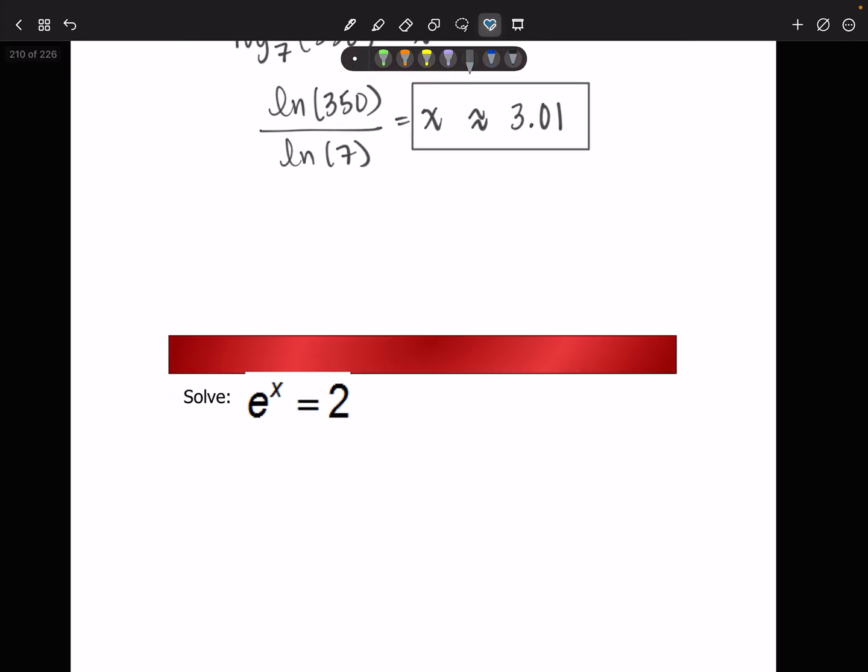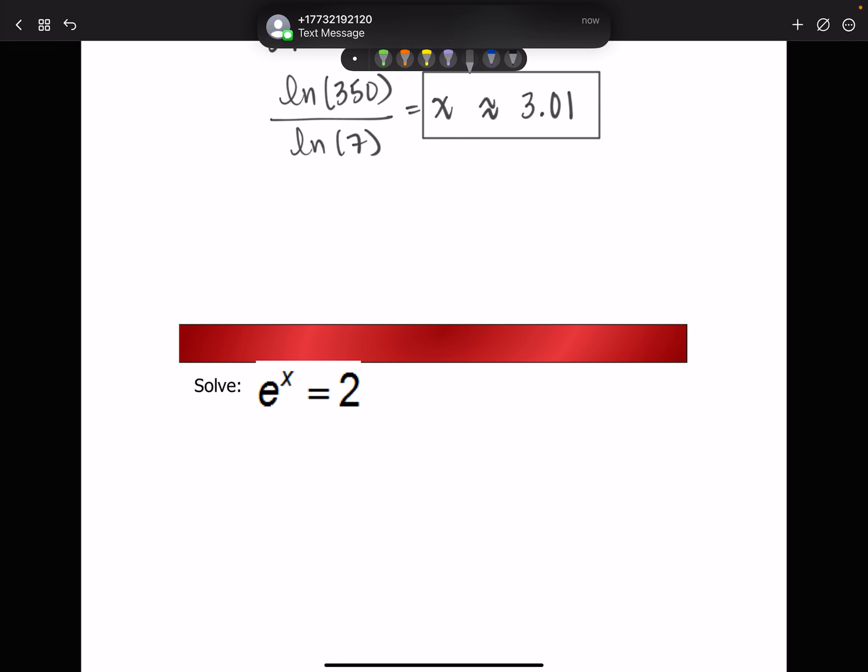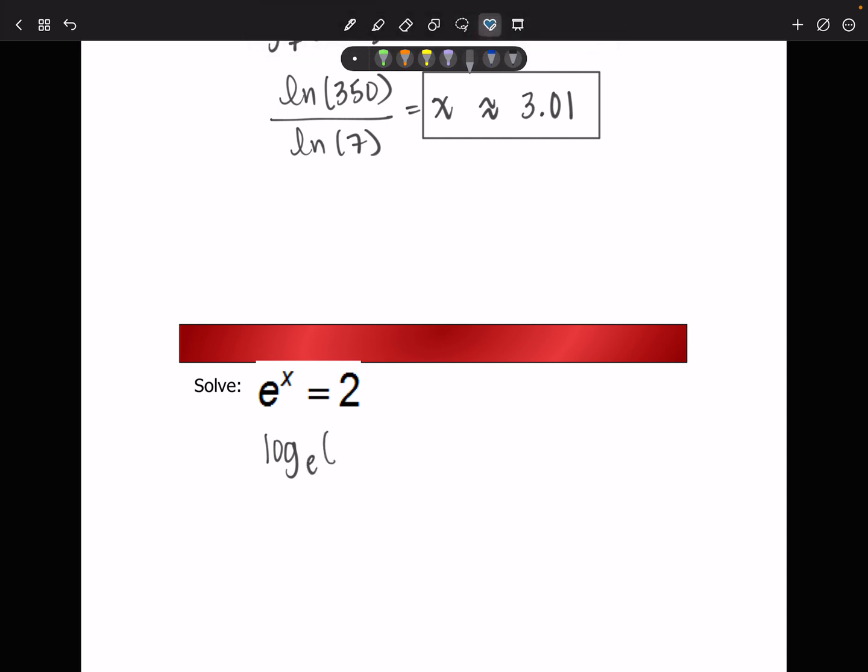Okay, if you didn't try the second one already, press pause. If you did, I'm going to go ahead and show you right now the answer. We should have log base e of 2 is equal to x. Log base e is the natural log, so the natural log of 2 is equal to x. And when we put the natural log of 2 into our calculator, we get about 0.69. X is approximately 0.69.